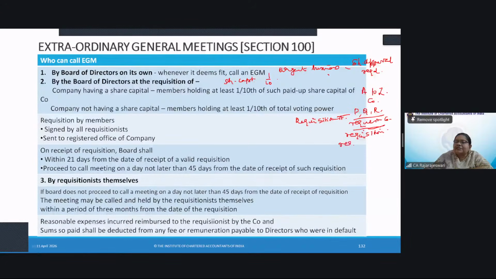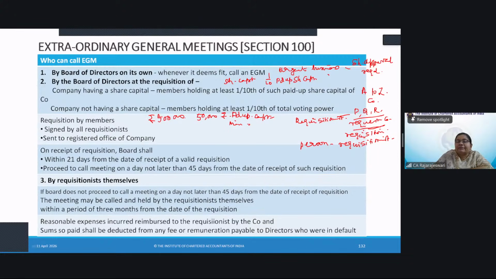then requisitionist. This talks about the person who has requested. So in case of a share capital, it is 1/10 of the paid up share capital. Example, if the company has got 5 lakh rupees worth of shares, then 1/10 of that, members holding 50,000 rupees worth of paid up capital can call the EGM. At least minimum.